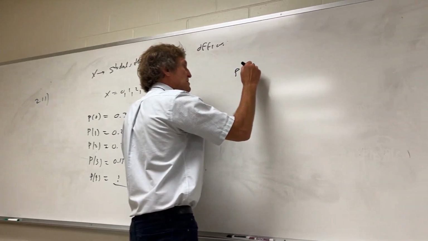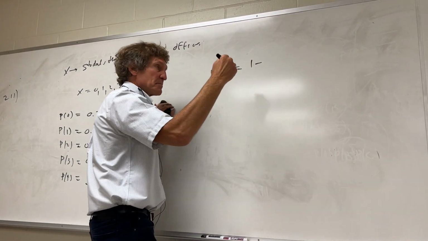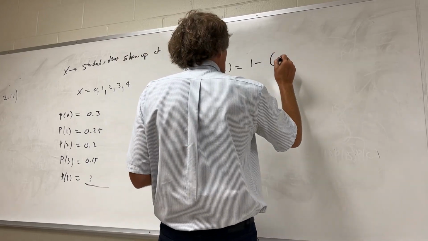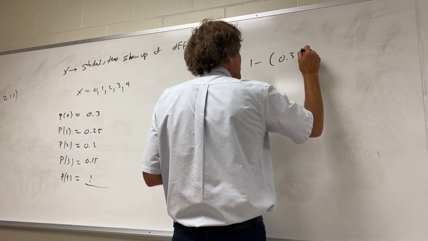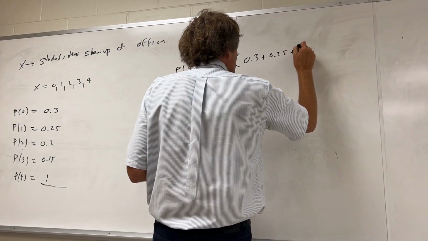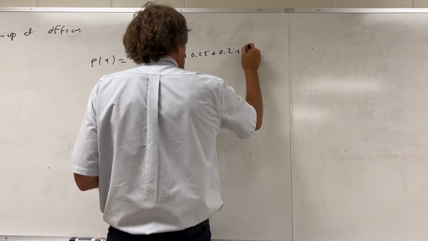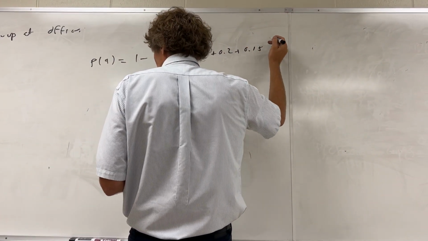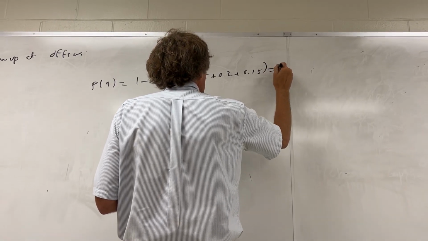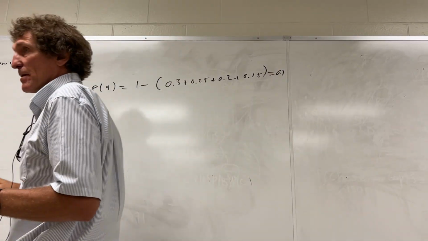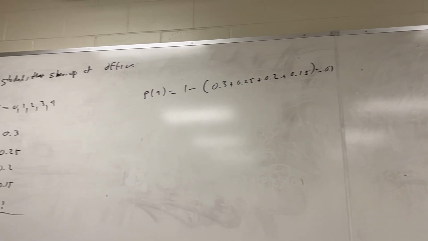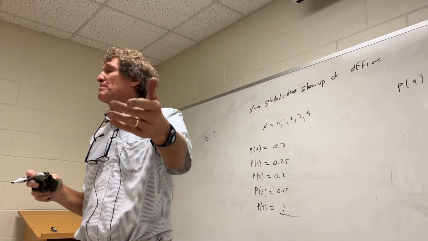So what's this one going to be? P of 4 is just equal to 1 minus 0.3 plus 0.25 plus 0.2 plus 0.15, correct? This makes perfect sense to you, right? And that's 0.1, I believe. You agree with that? And everybody follows me. It has to be one of them.